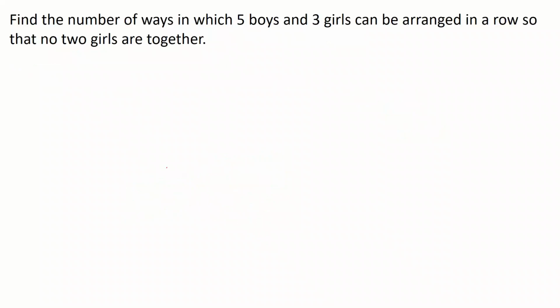Next question, find the number of ways in which 5 boys and 3 girls can be arranged in a row so that no 2 girls are together. So we have 5 boys and 3 girls, and we have to arrange them in such a way that girls should not be sitting together. So let's assume that we make the boys sit somewhat like this. There are 5 boys and I have placed them somewhere. Now the girls cannot sit together. That means they have to take places in these spaces. They can only sit in these spaces.